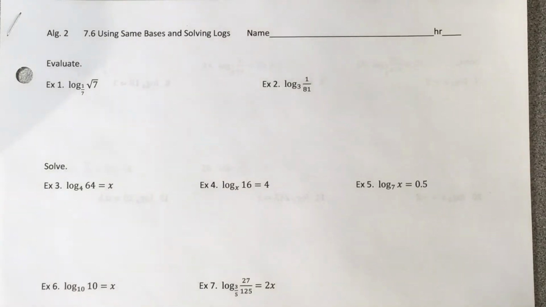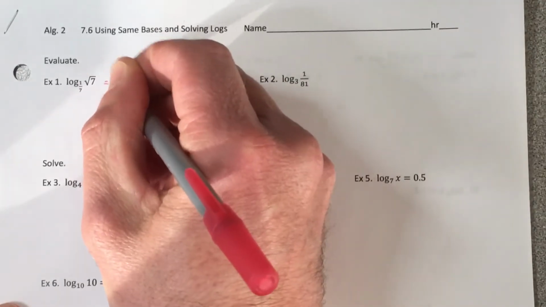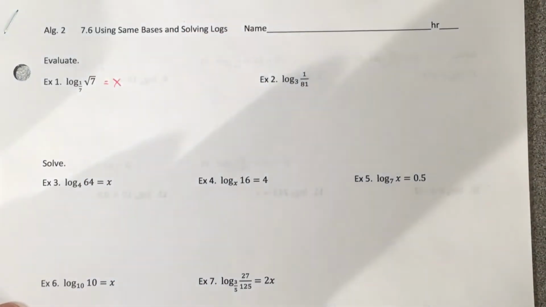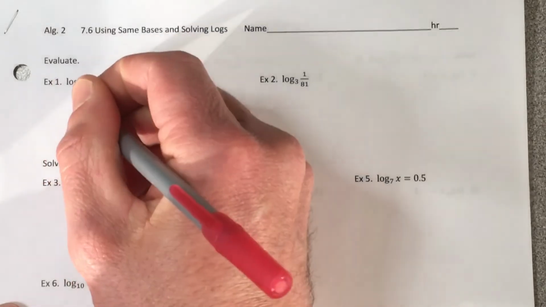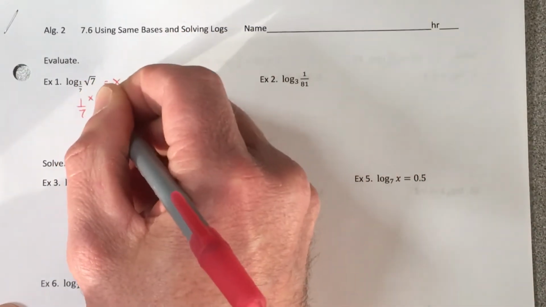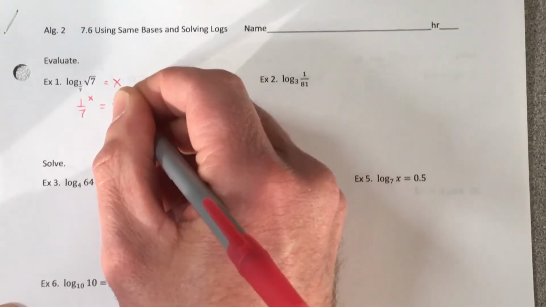On example 1, it says log base 1/7 of square root 7. I'm going to rewrite this as an exponential. So I'll put equals x, or you can say equals question mark. We're going to rewrite it as 1/7 to the x power equals square root 7.